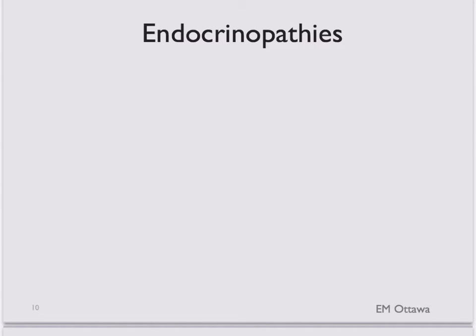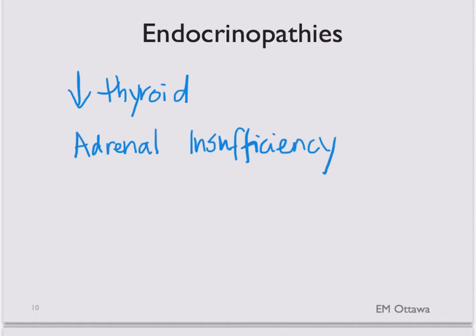Next, endocrinopathies. They include hypothyroidism, adrenal insufficiency, and really rare causes such as insulinoma. So your body is basically producing way more insulin than you need.